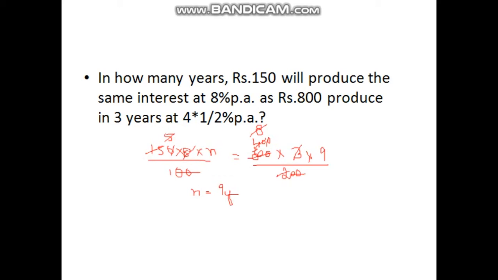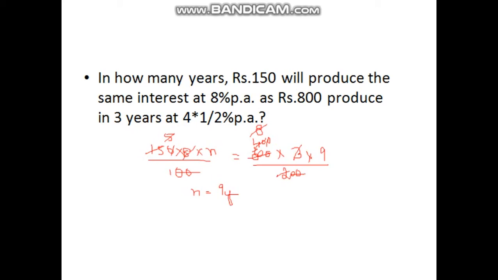So read the question carefully. We will have to find the number of years for one side, and they have given two comparisons. Rupees 150 will produce the same interest at 8 percentage per annum as rupees 800. That is, the simple interest of this set of values will be equal to the simple interest of this set of values. So we can equate both, right?